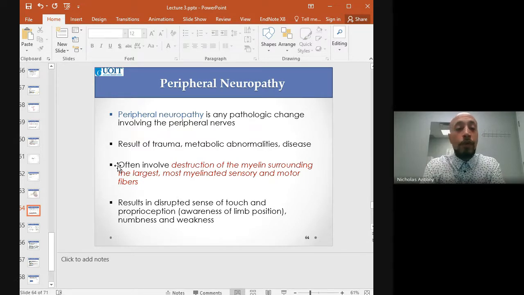Has anyone ever heard of the term peripheral neuropathy? Like carpal tunnel, sciatica, what else? Give me other examples. Compartment syndrome. Impingements, yeah, any nerve impingement. No, it would be just so that ALS is more central.